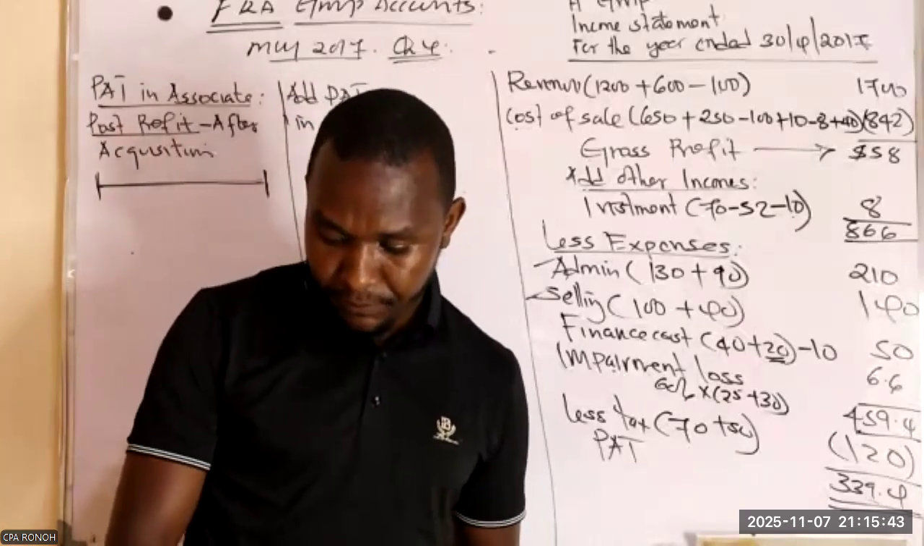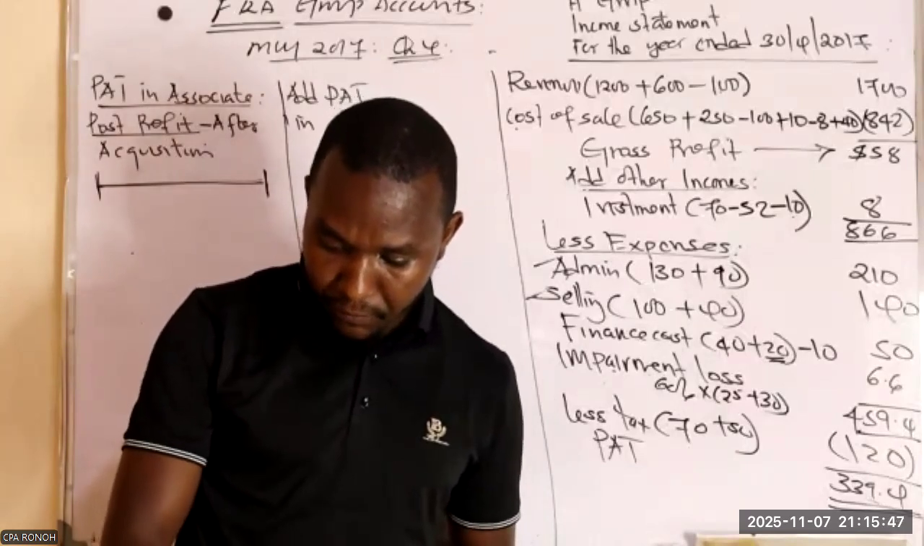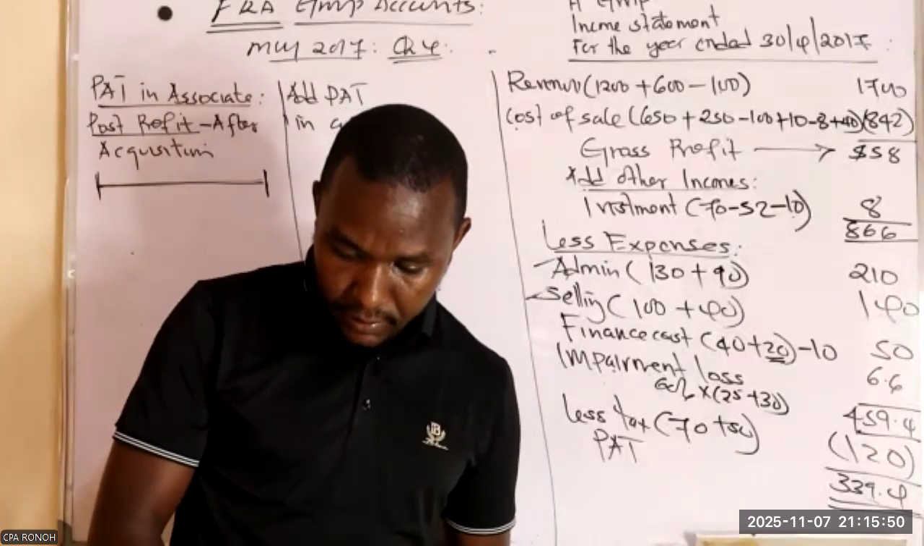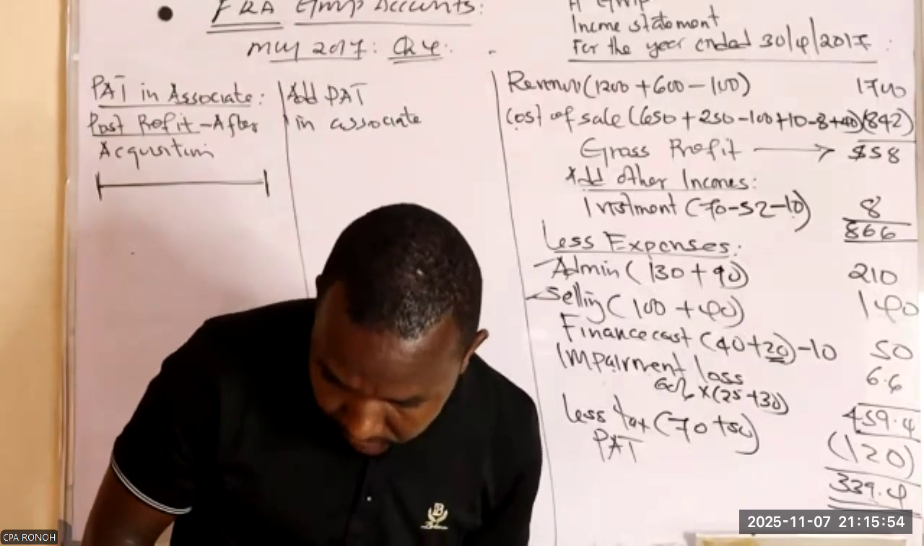Profit for the year ilikuwa ngapi? Ilikuwa uko juu umepewa, profit for the year ni 160. Profit for the year 40.